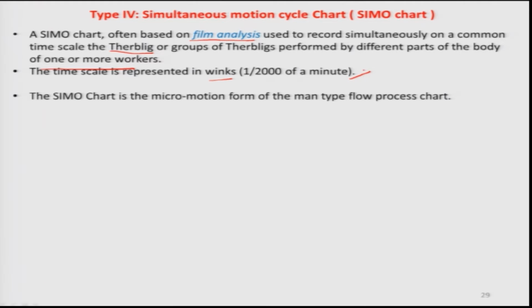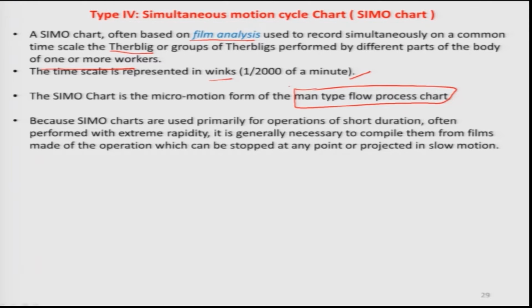Okay. And the SIMO chart is the micro motion form of the man-type flow process chart. We have already discussed the man-type flow process chart in a previous lecture module. Because SIMO charts are used primarily for operations of short duration, often performed with extreme rapidity, it is generally necessary to compile them from films made of the operation, which can be stopped at any point or projected in slow motion. So if you are doing film analysis, you can stop your recording any time, and if you want to analyze in detail, you can slow down your video to analyze your operation in more detail.